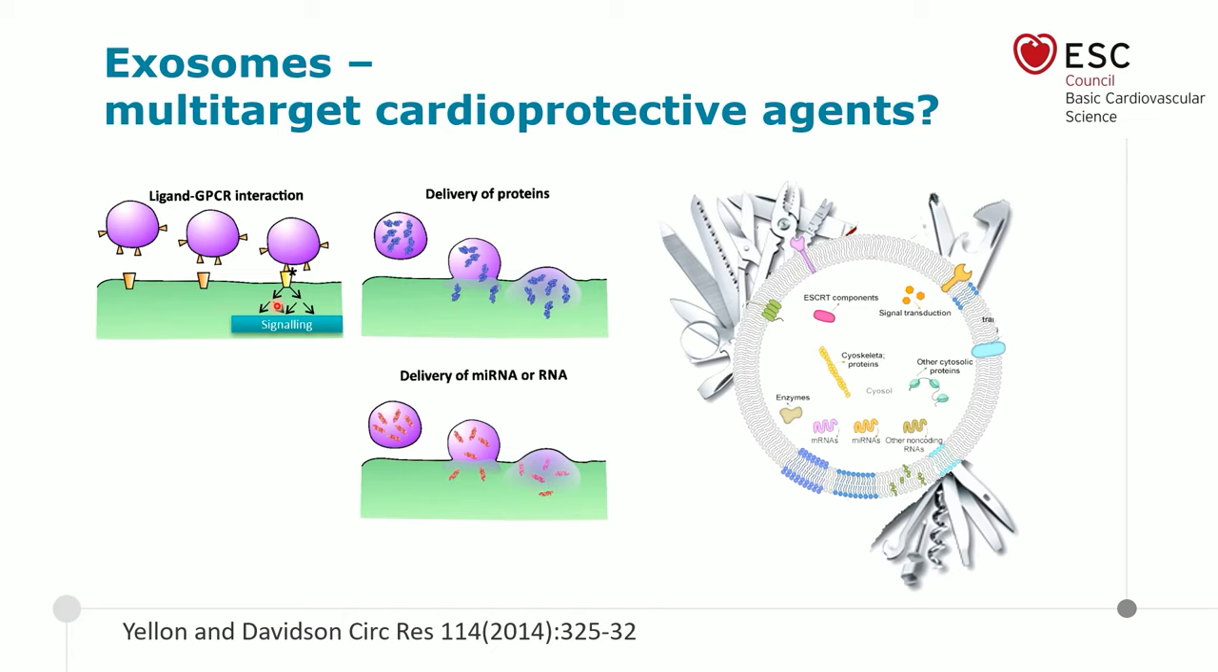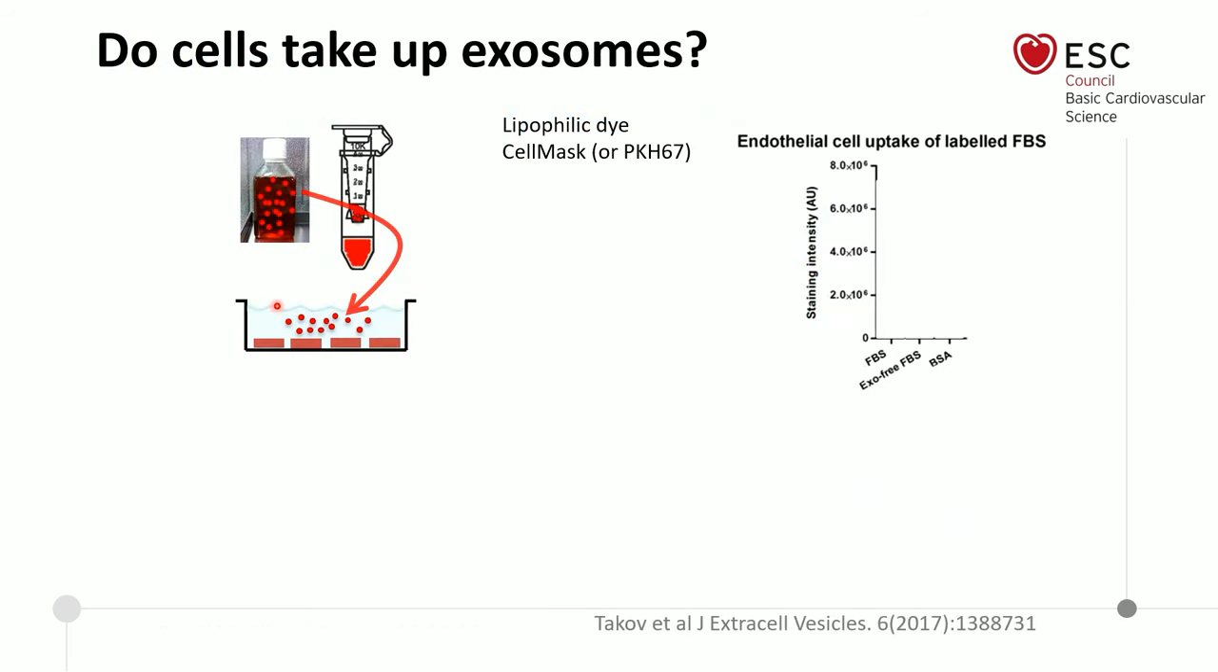And although this is widely studied, it's actually not that easy to show. I'd like to show a bit of a cautionary tale here, because it's important to always look at these techniques and see how effective they really are. One of the very common techniques for looking at tracing and uptake of exosomes and vesicles is to use a lipophilic dye, such as PKH67 or 26, or we've used CellMask, we used both dyes in these experiments. And I'd like to show you what happens when you try to use these to trace exosomes.